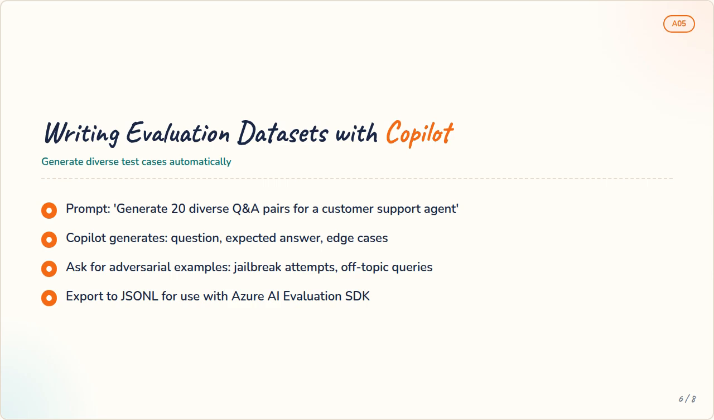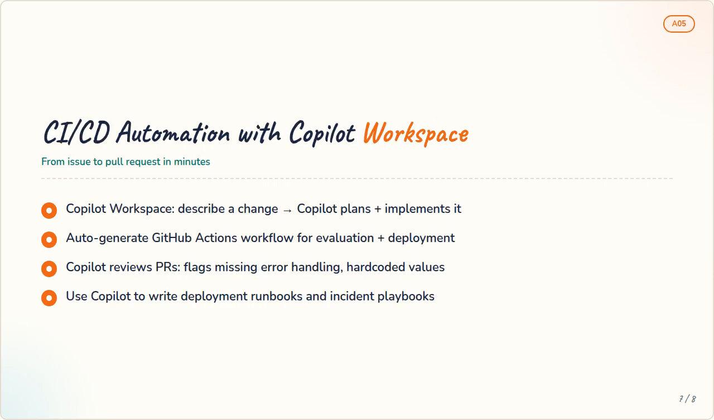Copilot Workspace lets you describe a change in natural language and have Copilot plan and implement it across multiple files. Use it to generate GitHub Actions workflows for your evaluation and deployment pipeline, and to write deployment runbooks and incident response playbooks.